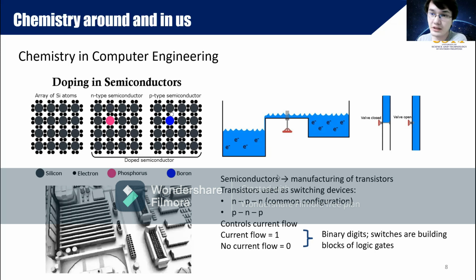So semiconductors made possible the manufacturing of transistors. These transistors are what we use in our computers to switch on and off. The common configuration of transistors is an N-type semiconductor, then P-type, then N-type again. So basically they are sandwiched.